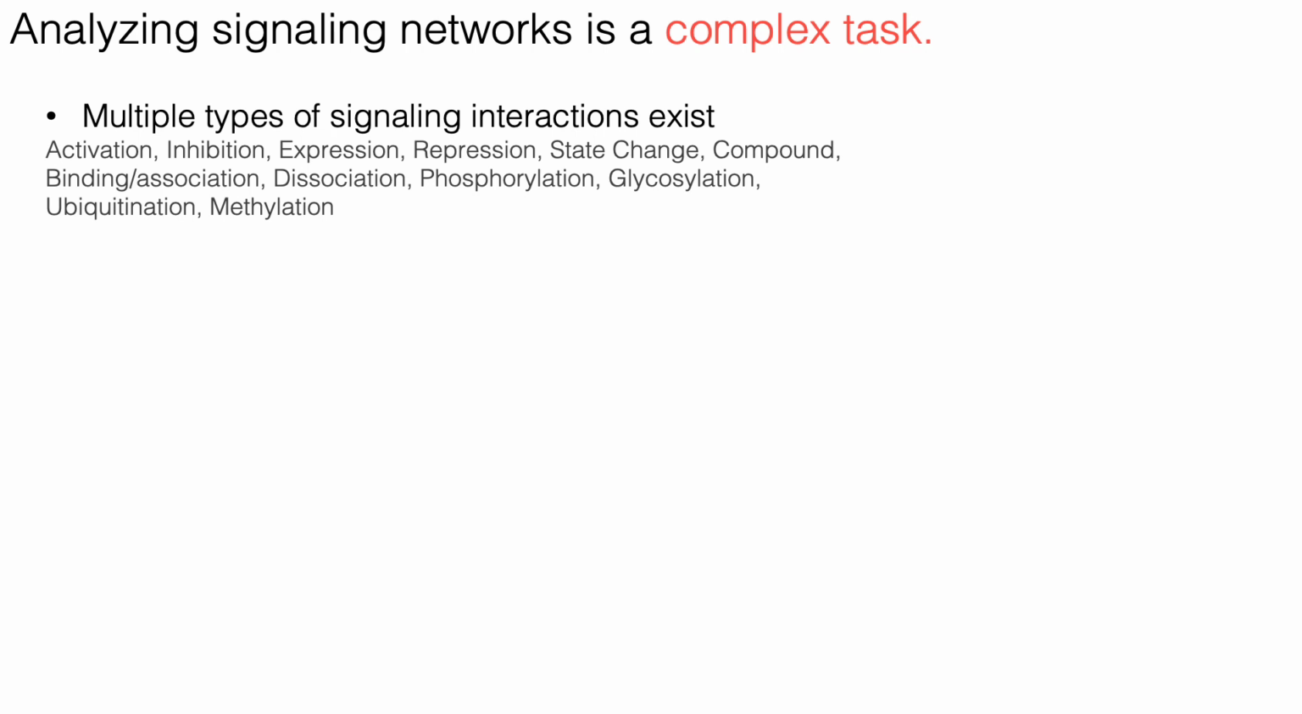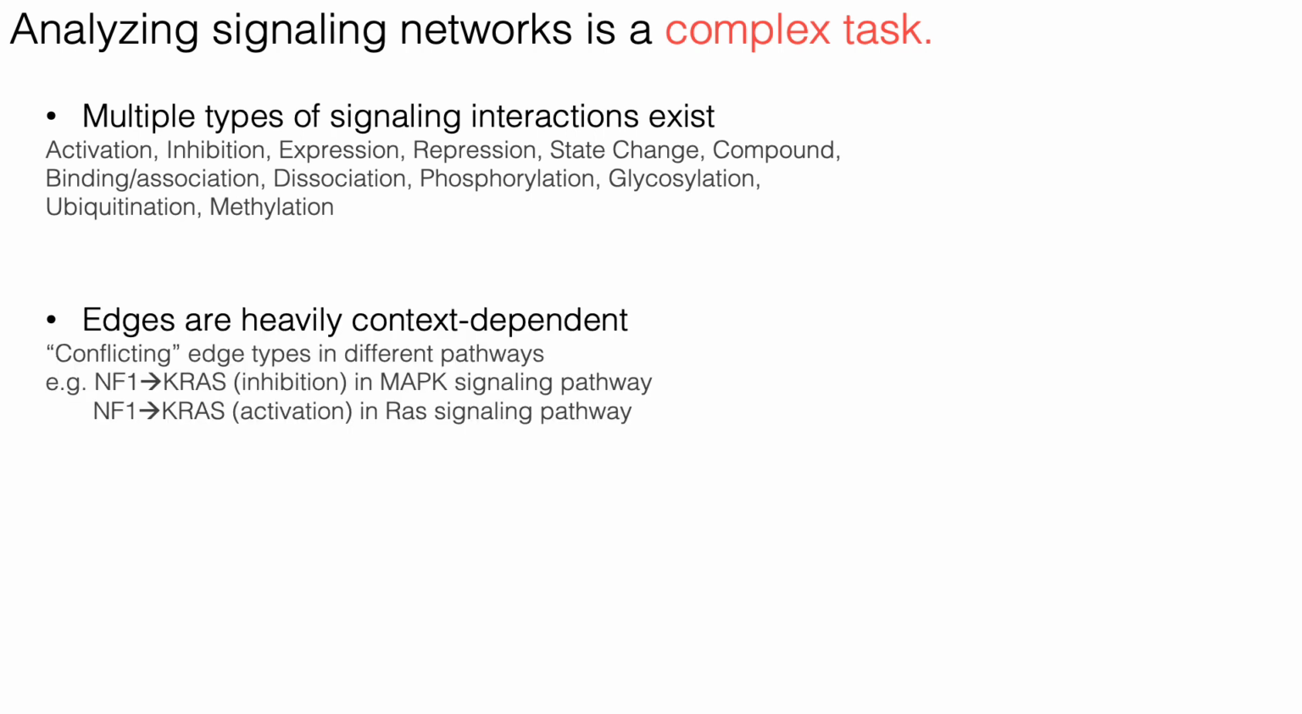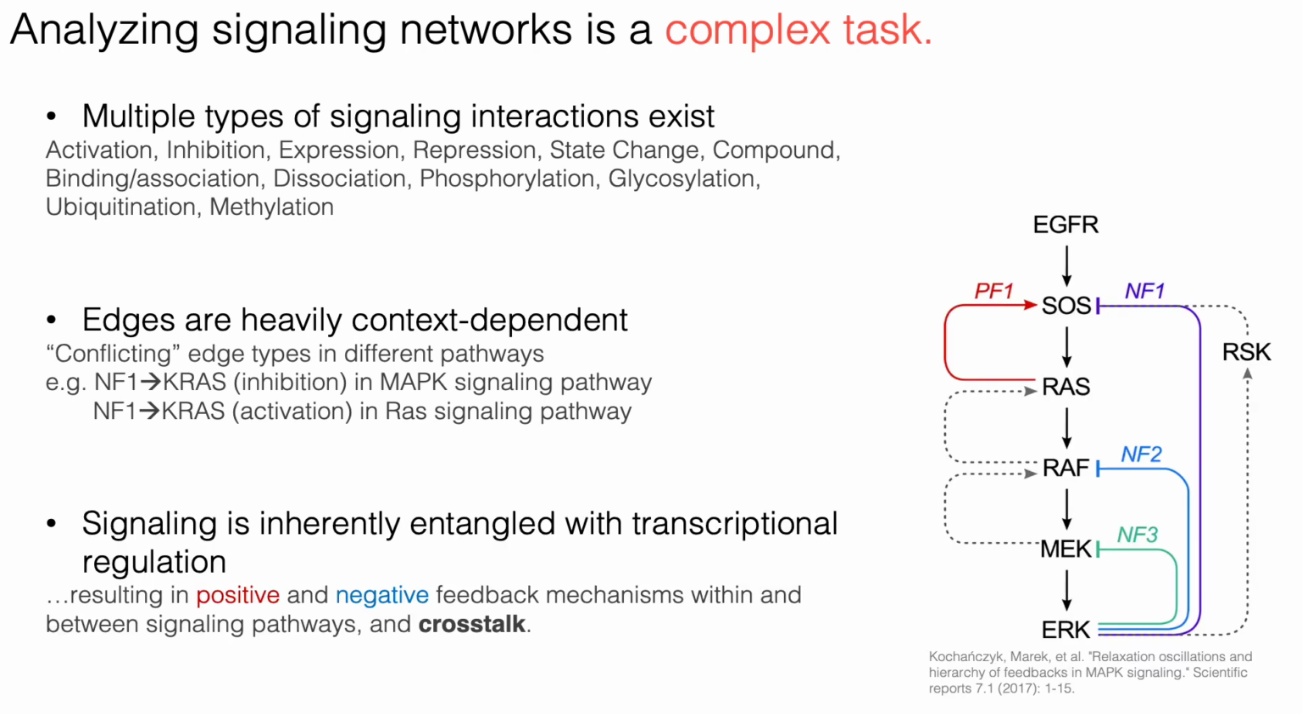Analyzing signaling networks comes with its own set of challenges. First, signaling networks consist of multiple types of concurrent interactions. Second, signaling edges are heavily context dependent. An edge between the same pair of nodes may have different meanings in different pathways. Third, signaling is inherently entangled with transcriptional regulation, which results in various feedback mechanisms, as well as crosstalk.